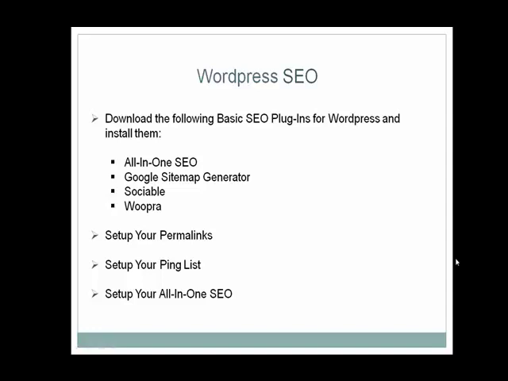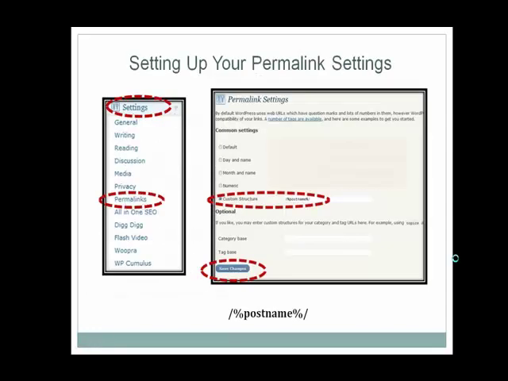Sociable, and Woopra. We're going to go over how to set up your permalinks, which will actually help every single post you do. You just have to set it up one time, and from the time your site is set up, it's going to be set up and search engine friendly for you almost from the get-go. So it'll be much simpler for you to maintain, and you'll know as you move forward that your site is very search engine friendly. I'll also show you how to set up your ping list to make sure your content gets picked up even quicker, like within minutes after you post it, and then how to set up your All-in-One SEO plugin correctly so that it further enhances your search engine rankings over time.